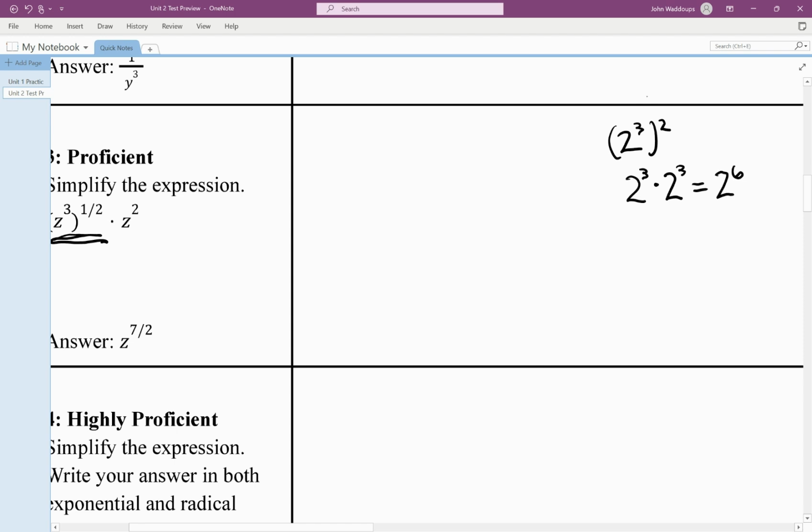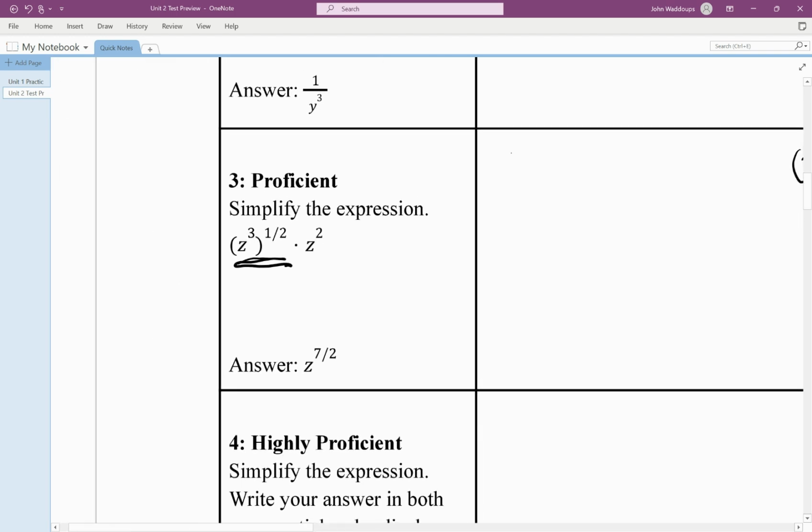But then I think, well, what do I do with this 3 and this 2 to get that 6? I multiply them, right? So that's 2 to the 3 times 2 power. And that's what I do with the exponent. So over here, if I write down that I have z cubed, and I raise it to the 1/2 power, then I'm going to multiply by z squared. I see here that I'm going to multiply these powers.